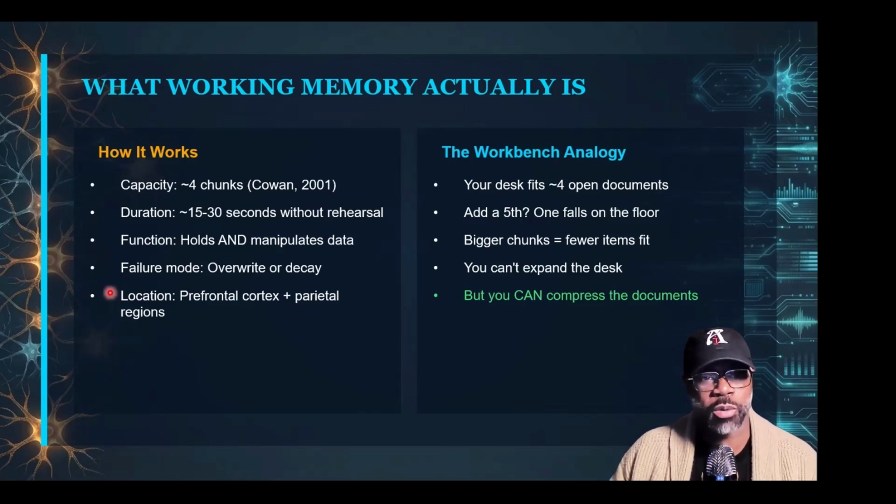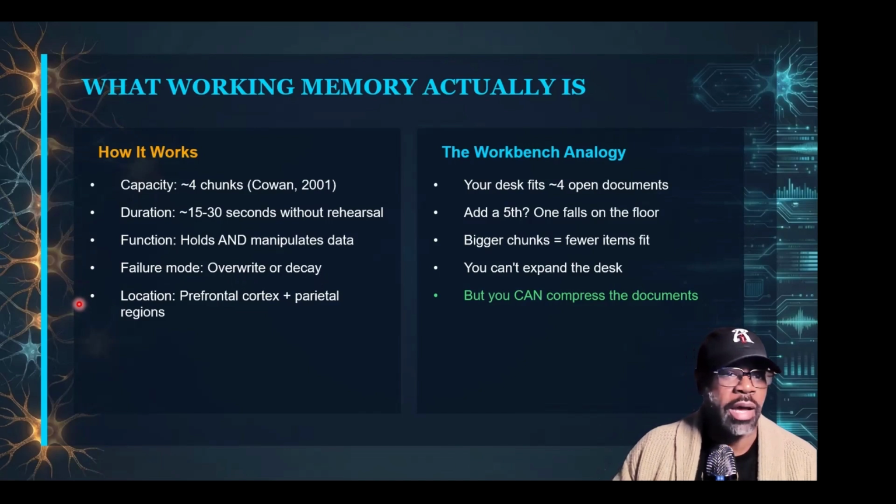And then failure mode: overwrite or decay. So again, if that information does not fit into our pipeline, if it exceeds those 4 chunks we were talking about, or if we don't use it, that's another thing you can think about. If we don't use the data or the information right away, it will be overwritten and it will decay. It will just essentially atrophy and we won't get it. It's that whole use it or lose it axiom there.